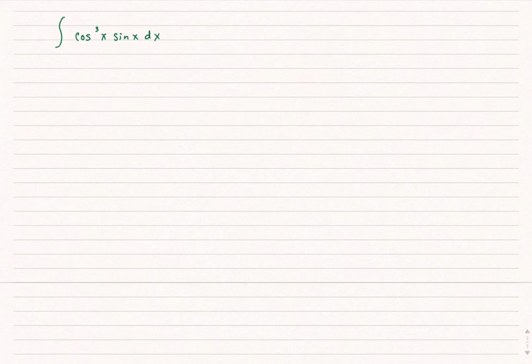If you see a cosine and a sine, and I see something like cosine to the third, I'm pretty sure I'm going to let that be my u. And since I know the derivative of cosine is negative sine, I'm pretty sure I have that sine in there. I'm just going to have to take care of that constant of negative 1. I'll let u equal cosine x. I'll let du equal negative sine x dx.